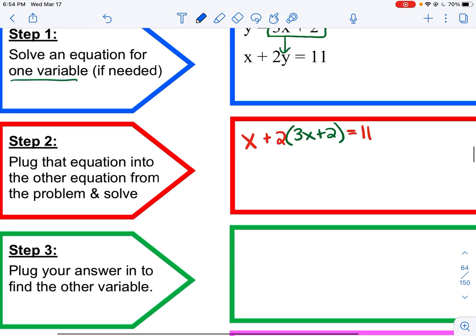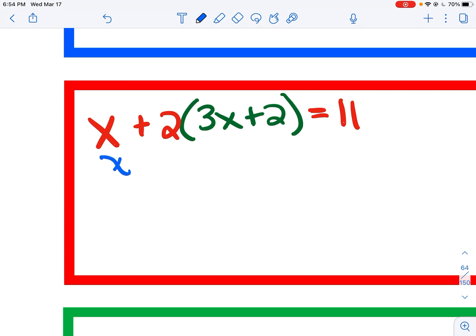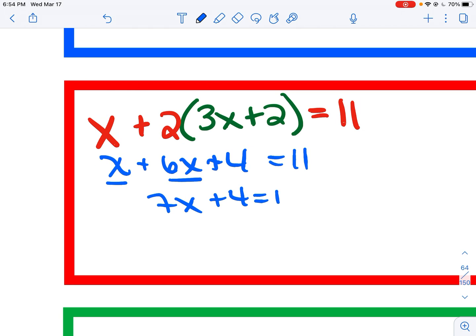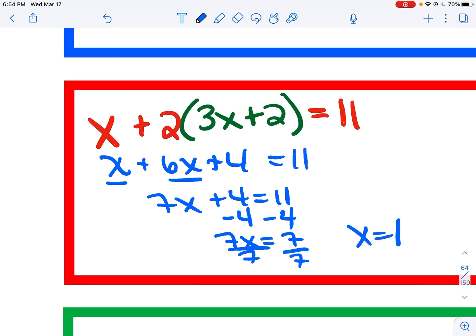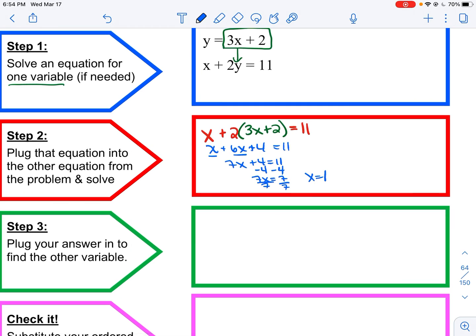Then the next part says, and solve. So I need to solve this equation. x plus 6x plus 4 equals 11. Combine like terms, get 7x plus 4 equals 11. Subtract 4 from both sides of the equal sign. 7x equals 7. Divide by 7 and get x equals 1. Okay, so now we have what the x value is.